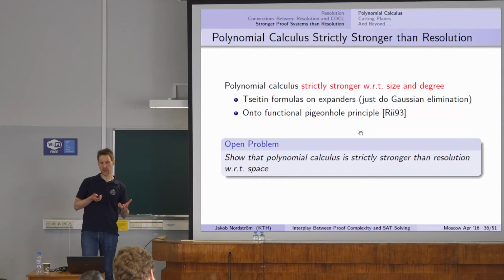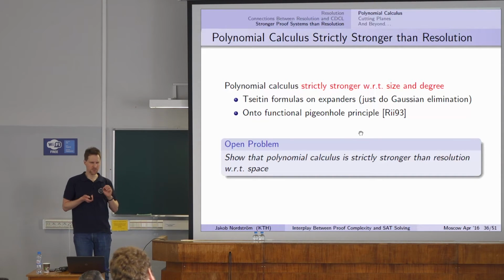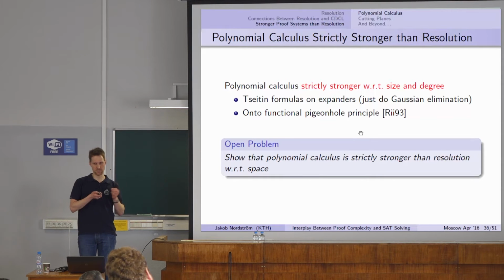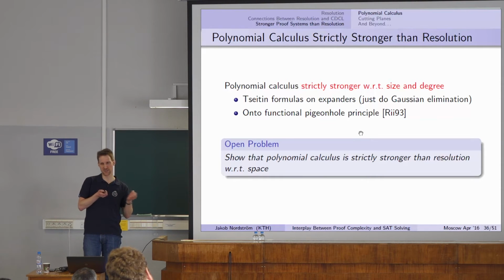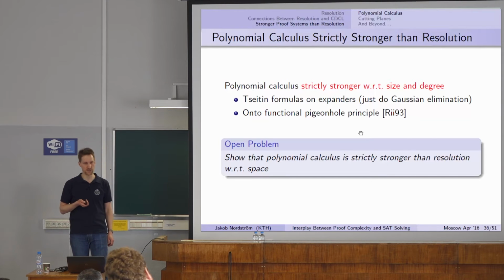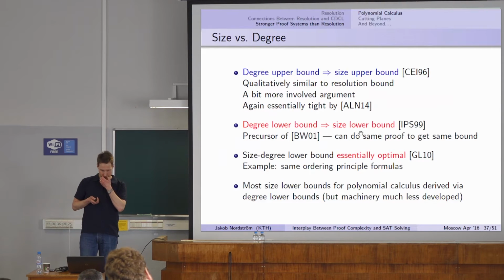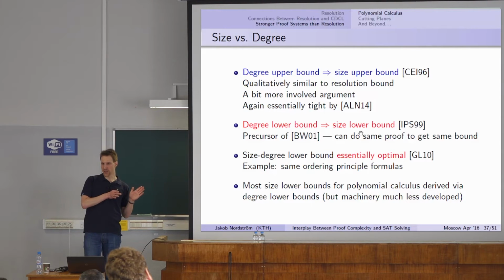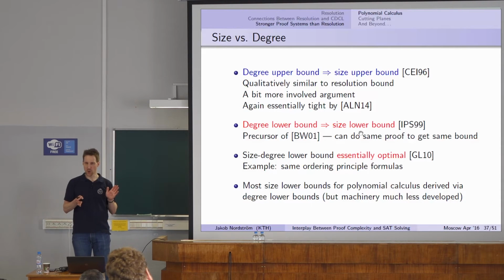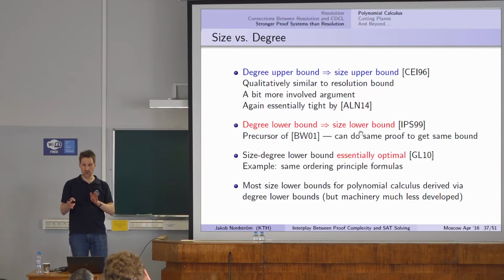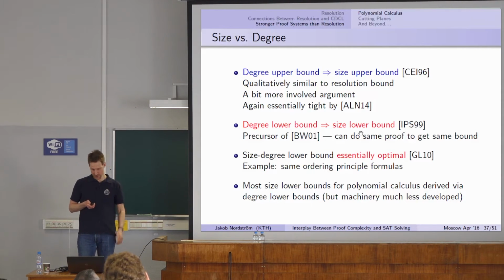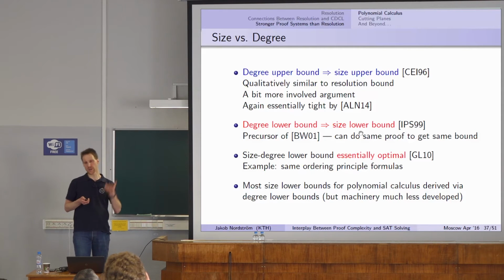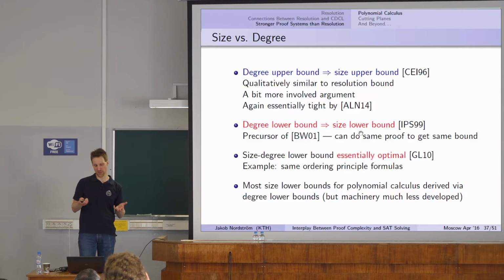For space, annoyingly, we don't know. It seems reasonable that you should be able to be more space efficient if you use polynomials, but we really don't know. It's a great open question. Then it's a general pattern for polynomial calculus that many other things we know for resolution carry over with little or no modification. So again, for resolution we know that if you have a width upper bound, that implies a size upper bound. Same thing holds for polynomial calculus.